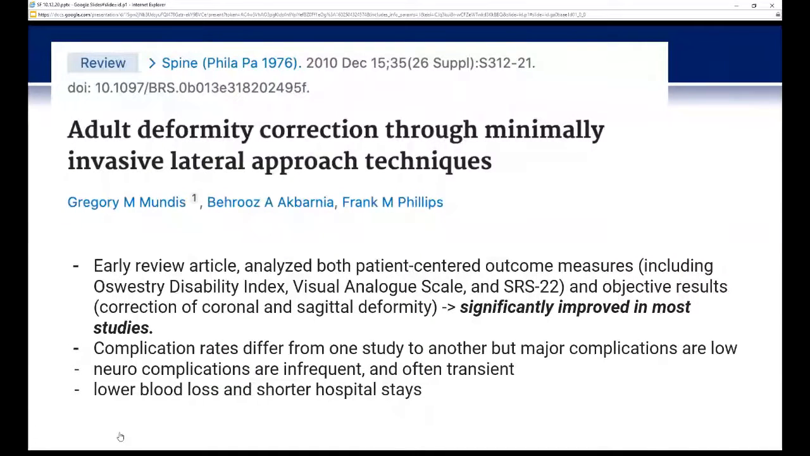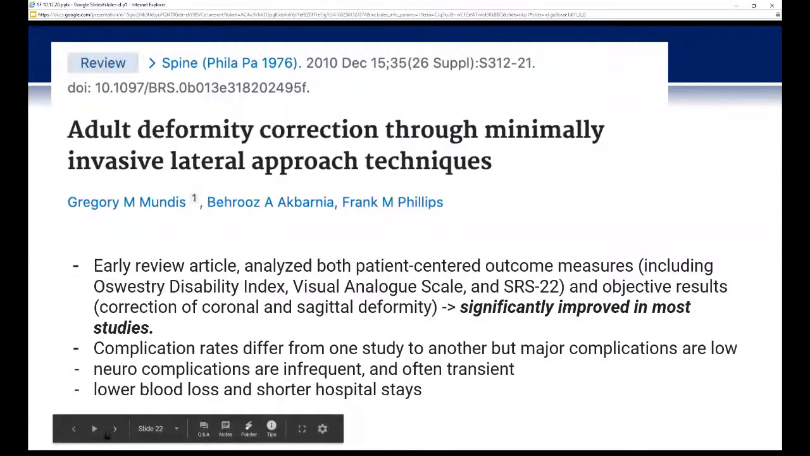This is a paper that Dr. Mundis wrote along with Dr. Barnia, which was an early review of minimally invasive deformity correction. And again, it's consistent with some of the other literature that I'm going to discuss, showing that ODI, pain scores, and SRS scores are all comparable or improved with MIS techniques, and the complication rates are relatively low. MIS showed low neurologic complications as well as lower blood loss, as I mentioned before.